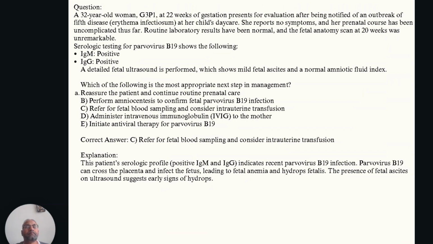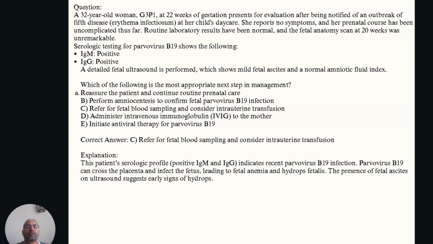So, a question on this. Which of the following is the most appropriate next step in management? Again, because most of these pregnancy infections have this kind of question where they want the next step in management. So they have given a scenario of a pregnant woman, and these are the serologic findings here. She's IgM positive, IgG positive, so she is basically positive for parvovirus B19. A detailed fetal ultrasound is performed, which shows mild fetal ascites and a normal amniotic fluid index. So there is some sign of the condition called hydrops fetalis, but it is not a very severe presentation here.